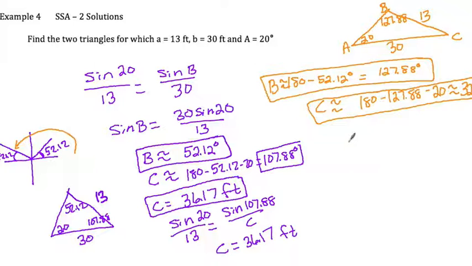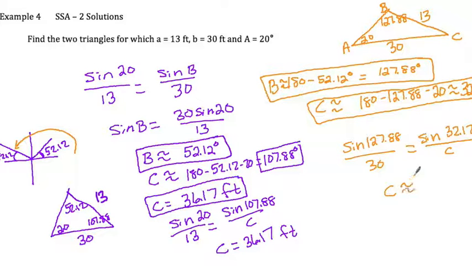Using the law of sines, sine of 127.88 divided by your 30 is equal to sine of 32.12 over side C, since we're trying to find side C. Crisscross them around, and you can do that on your own. You're going to get about 20.21, and we're talking about feet. So there is your third piece.